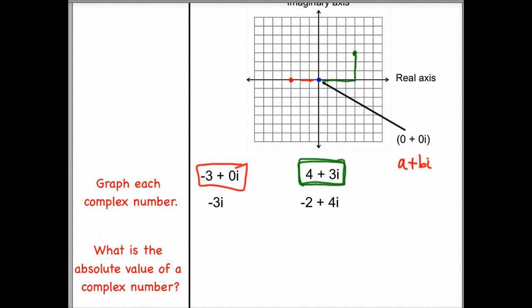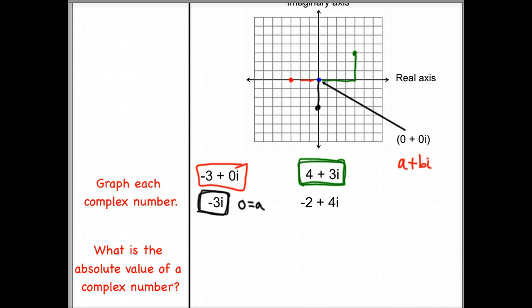So now let's take a look at this next one, negative 3i. If you notice, the real part is missing, so we have 0 for a. Like I said, we're going to start from the origin, and we don't have any on the real axis, so we're just going to go down 3. 1, 2, 3. So this black dot corresponds with this point here.